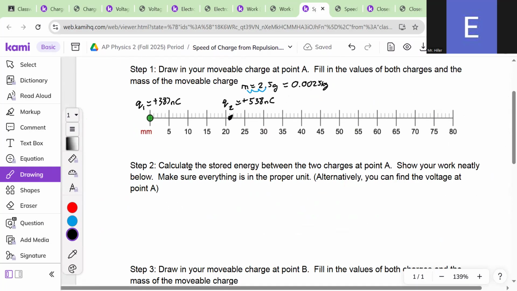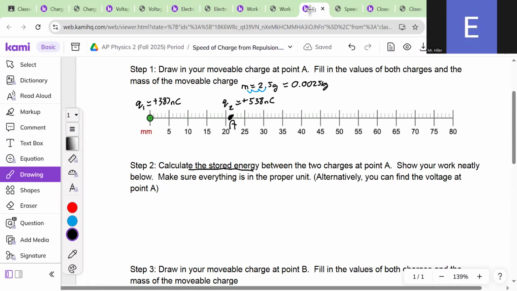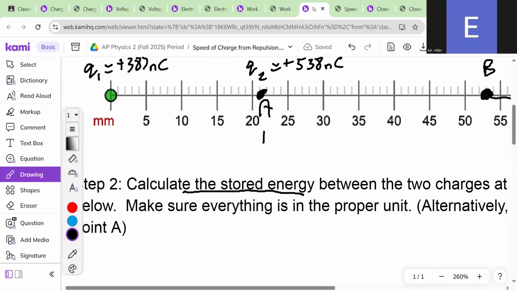All right, so here's what we're going to do. First, we're going to calculate the stored energy of the 2 charges at point A. So point A is right here. Now point B, you can see, moves all the way to 53. So point B is all the way over here, and at this point, you can see the charge is moving. Now at position A, the speed is 0 because the charge is being released from rest. Therefore, the kinetic energy is 0.